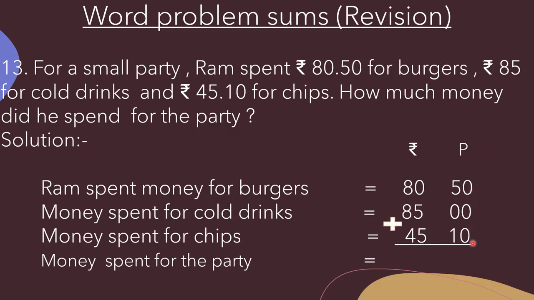So 0 plus 0 plus 0, that is equal to 0. Now 5 plus 0, 5. 5 plus 1, 6. So here we will write 6. 0 plus 5, 5. 5 plus 5, 10. So here we will write 0 and 1 will be carry over. Now 1 plus 8, 9. 9 plus 8, 17. And 17 plus 4, that is equal to 21. Okay, so what is the answer? That is 210 rupees 60 paise. So here we will write the answer collectively rupees 210.60. So money spent for the party is rupees 210.60. Understood beta?